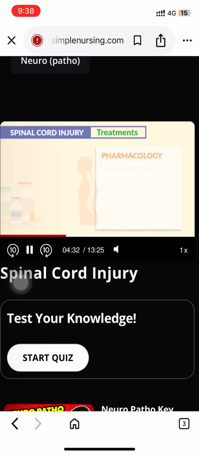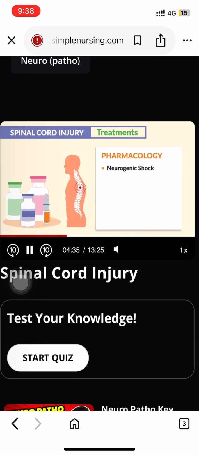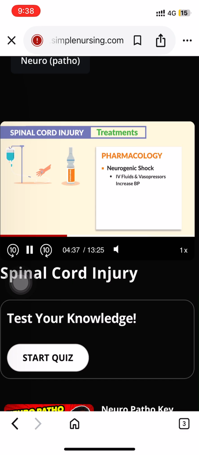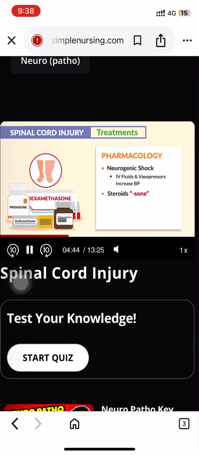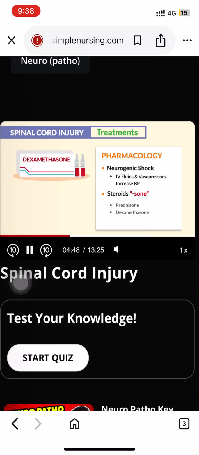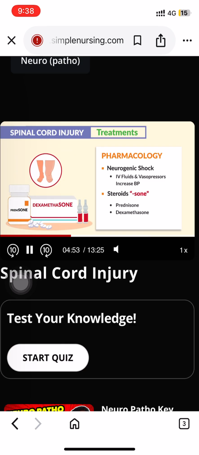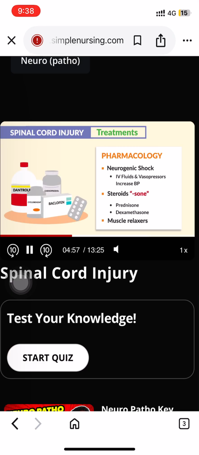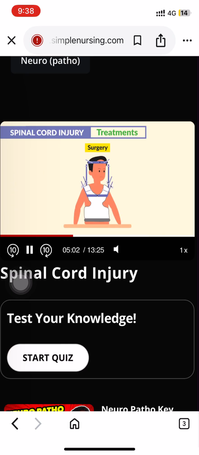As far as pharmacology, for the neurogenic shock, we give IV fluids and vasopressors to increase that blood pressure. So just think vasopressors press up the blood pressure. And we also give steroids ending in zone to decrease the swelling. So dexamethasone and prednisone. Again, just think zones decrease the swelling in the body. And we can also give muscle relaxants over the long term to decrease those muscle spasms. Now, lastly, for surgery, we use cervical spine bracing.